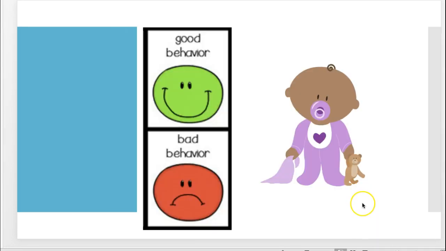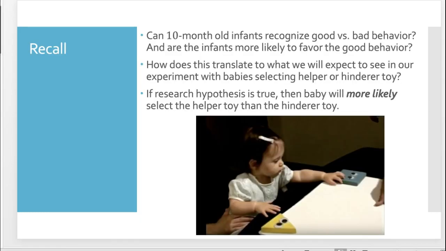So if we go back to the helper versus hinderer example, we have these 10-month-olds. Can you recognize good and bad behavior, and if so, are you more drawn to the good behavior? Just as a reminder, in the setup here, we have 10-month-old infants recognize good versus bad behavior, and are the infants more likely to favor the good behavior? We're saying here, if the research hypothesis is true, then the baby will be more likely to select the helper toy than the hinderer toy.